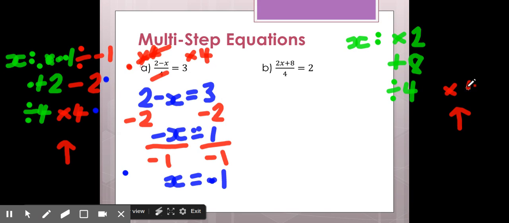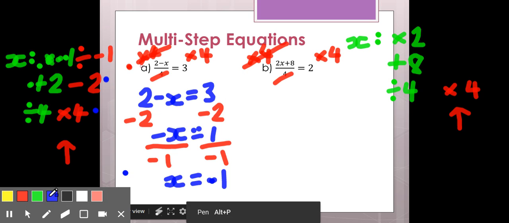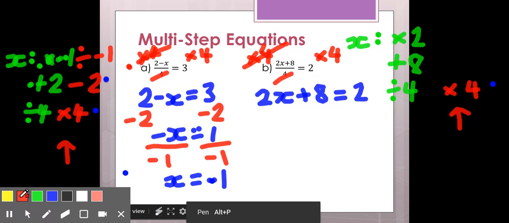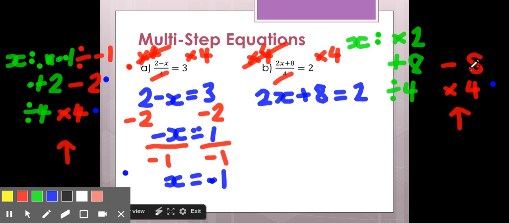Let's times by 4. It's really not liking my cursor at the moment. Times it by 4. We're going to times this side by 4 as well. So we're going to cancel that with that, which leaves us with 2x plus 8 equal to 2. This step is done.